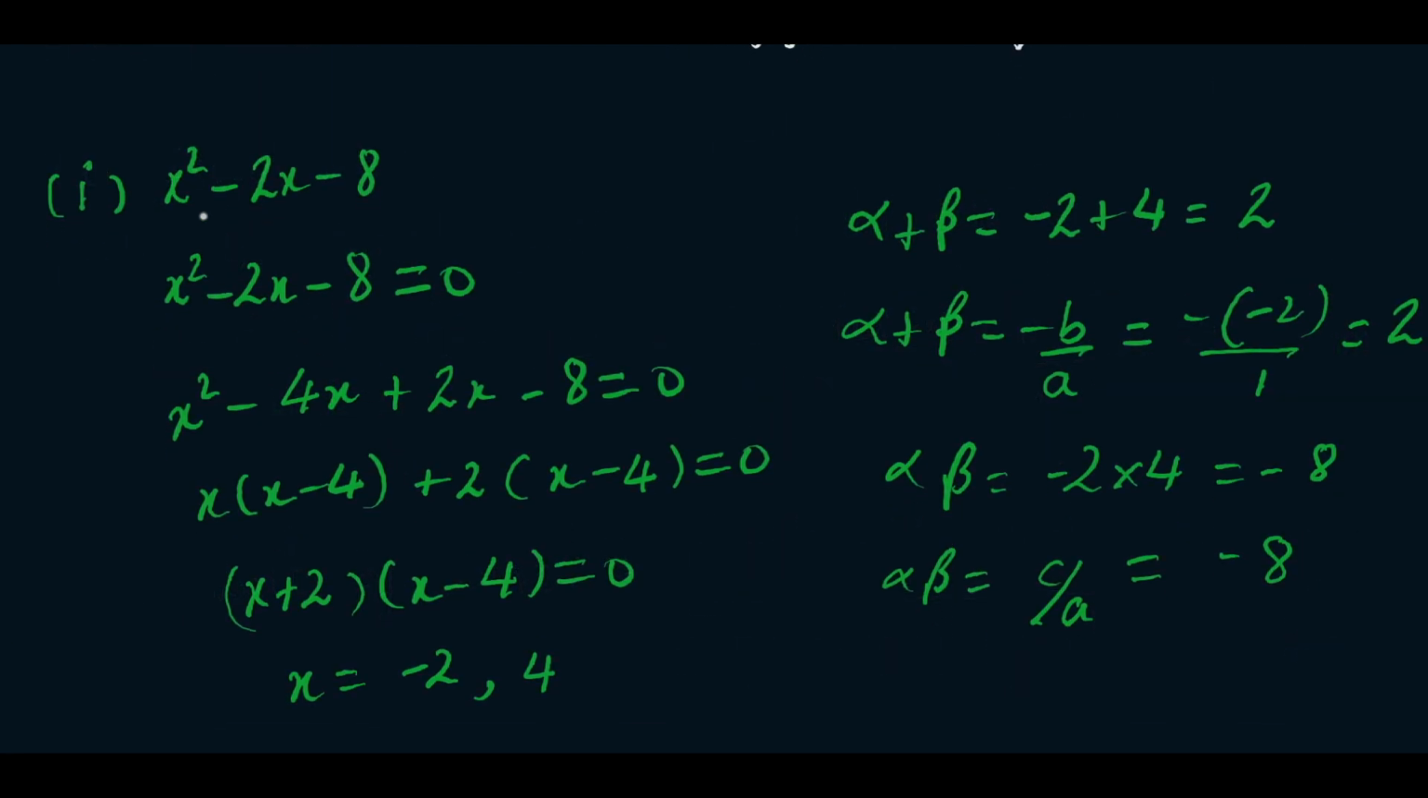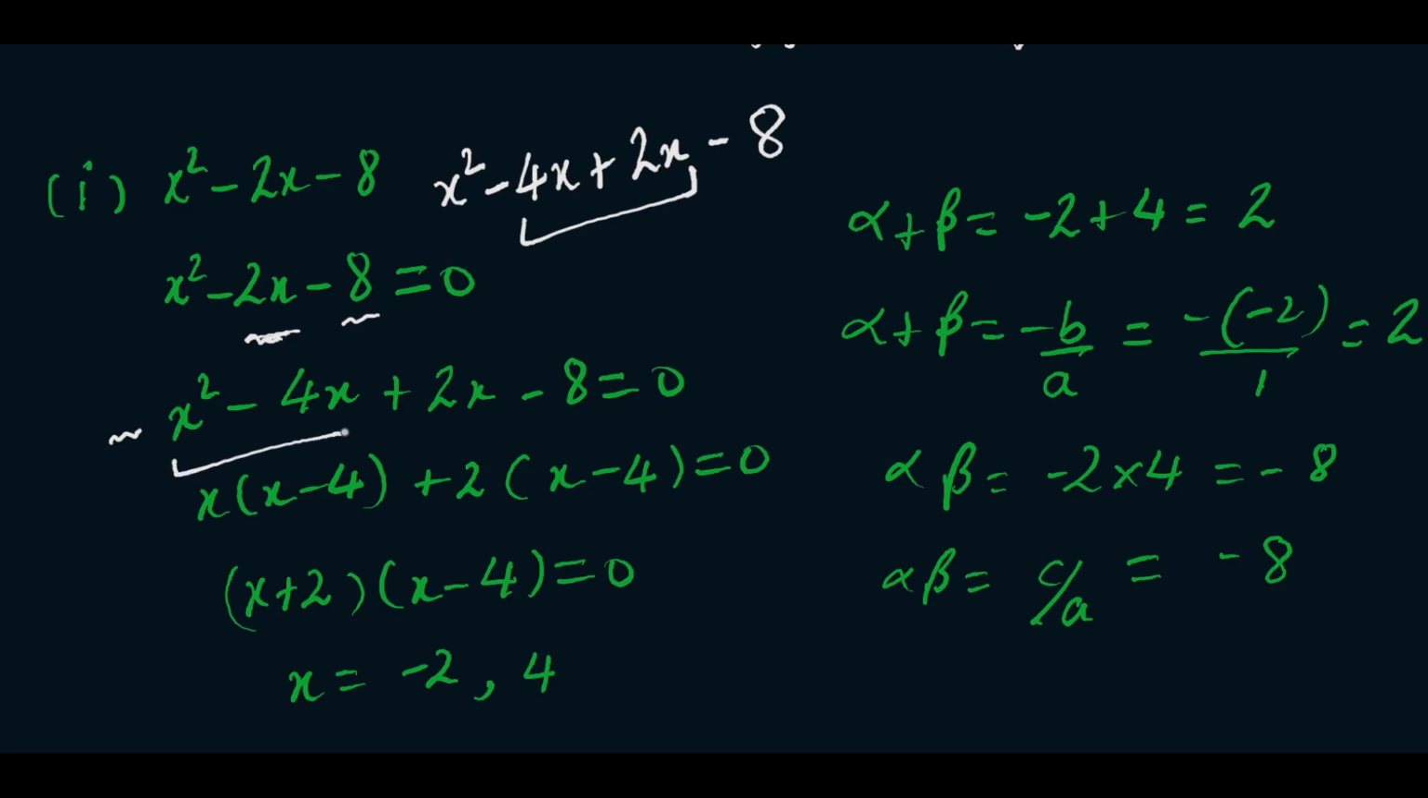Our first question is x square minus 2x minus 8. We equate it to 0 to find the zeros. Now you can do the factorization of this polynomial. So 8 has factors 4 and 2. We can write minus 2x as minus 4x plus 2x. So this will give us x square minus 4x plus 2x and then minus 8. So this is what our equation becomes.